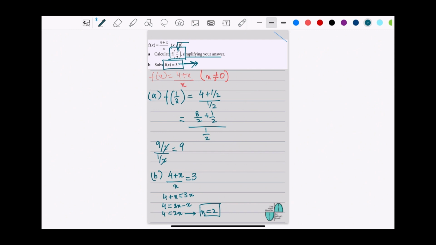So this is my very basic lecture on functions. In my next lecture, I will talk about composite functions.